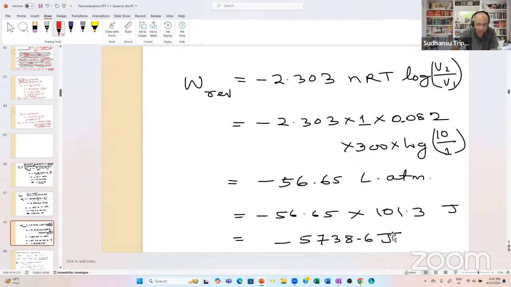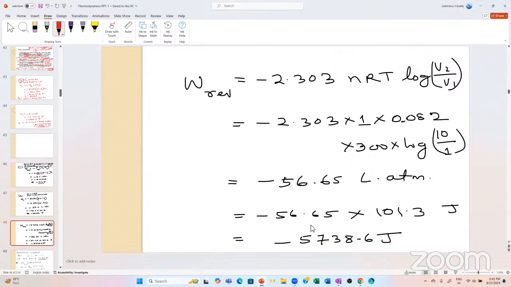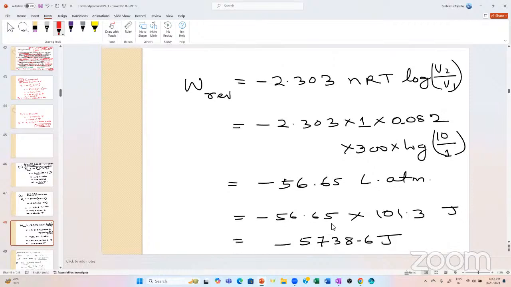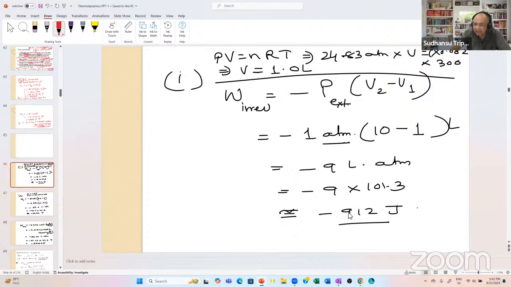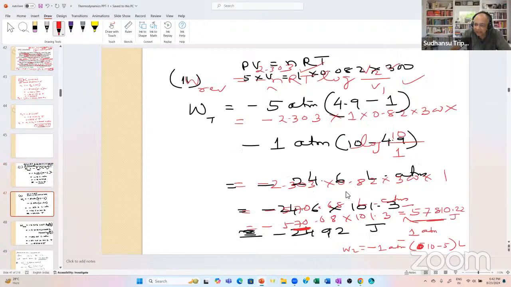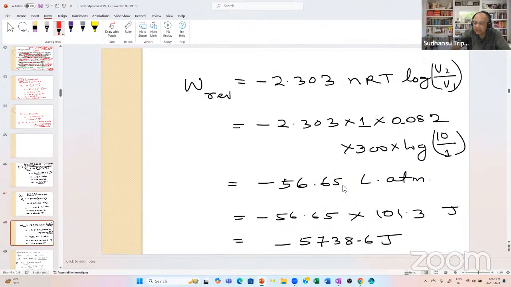You are wrong. You calculate once again. 101.3 into 56. Did you get this value, 56 point something? No, sir. Then I was getting 566 point something. One decimal place went right. Here we get 9. Here we get 24.6. And here we should get 56. No, you have done wrong in the calculation.